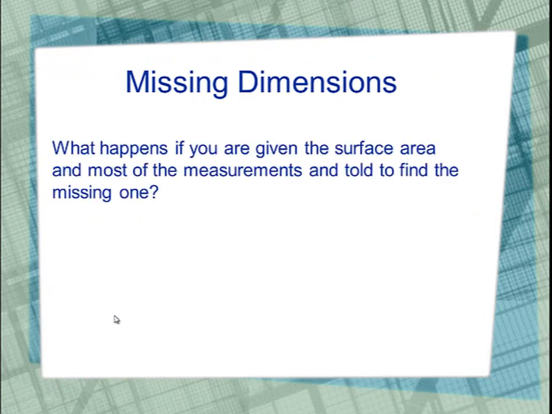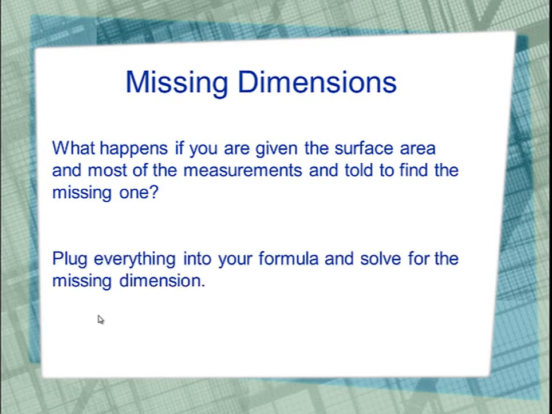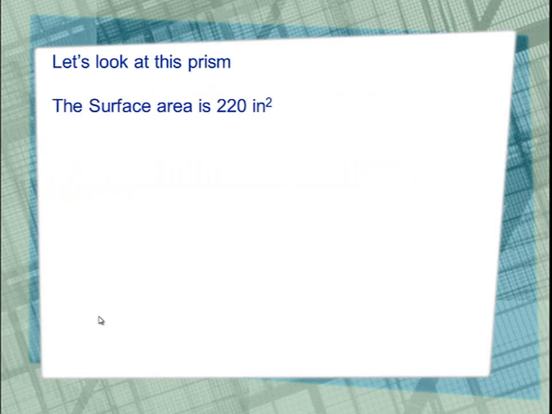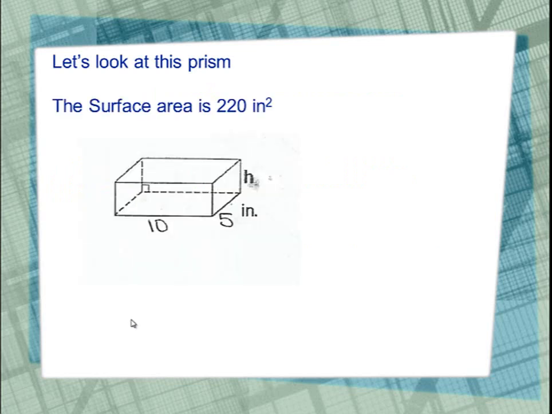What happens if you're given the surface area and most of the measurements and told to find the missing one? For example, this prism has a surface area of 220 inches squared, and you're given the width and the length and told to find the height. It's actually quite easy because you just plug in what you know into your formula. I want you to pause and copy this down.